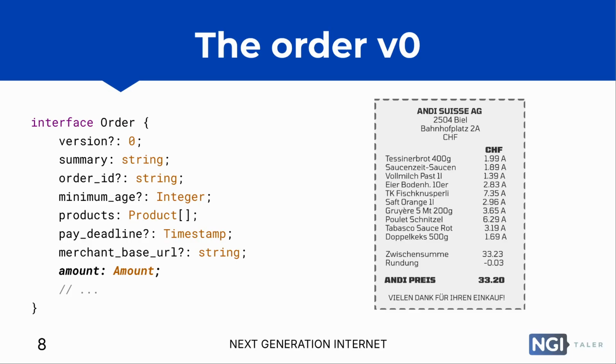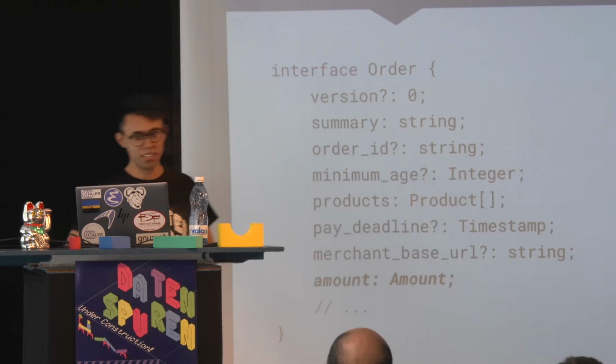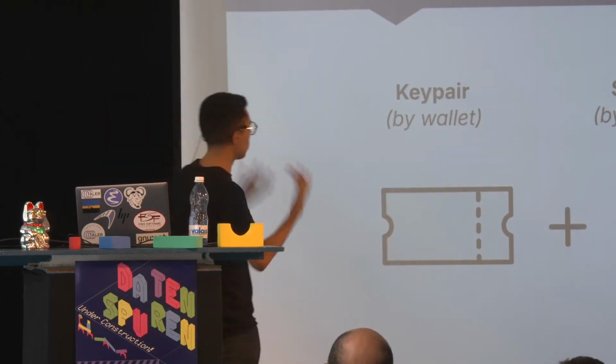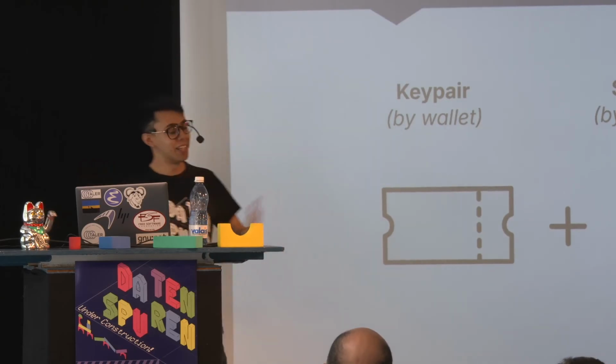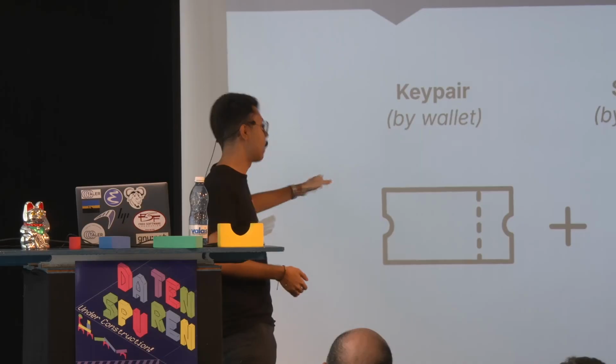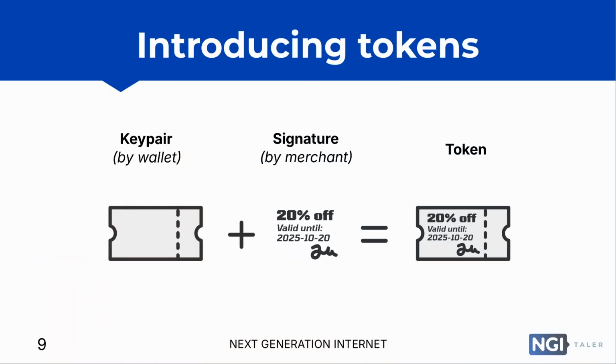So that's how it works. But what if we could use more than money to pay for an order? So now we introduce the concept of tokens. So what's a token? A token is a key pair generated by the wallet, plus a signature generated by the merchant, which makes a token.